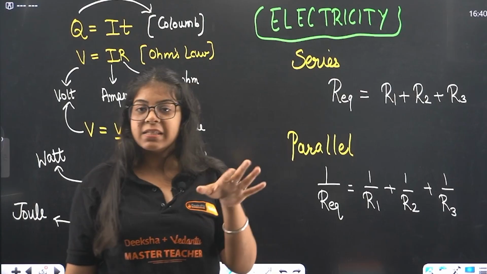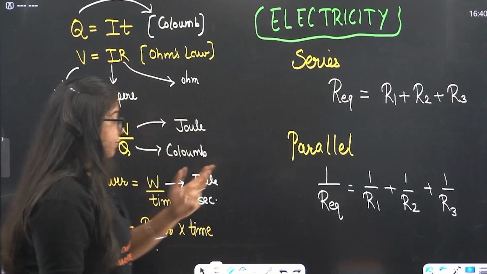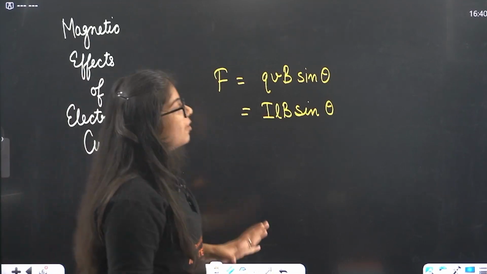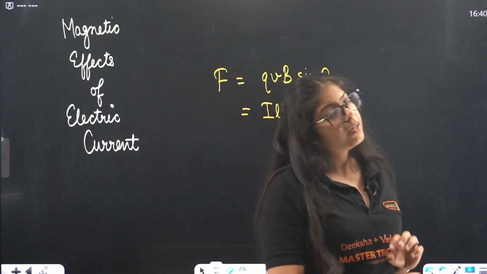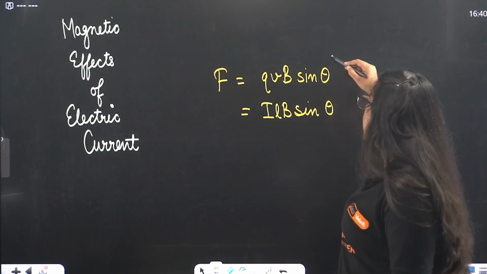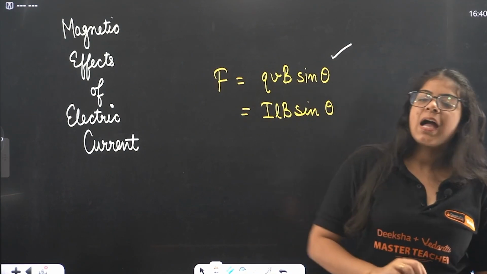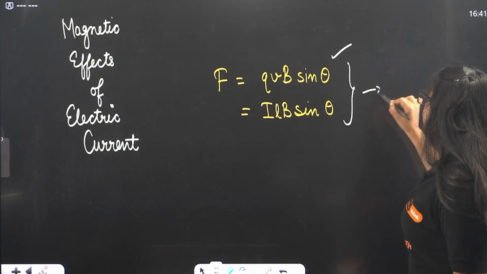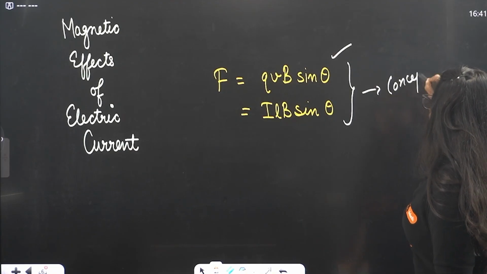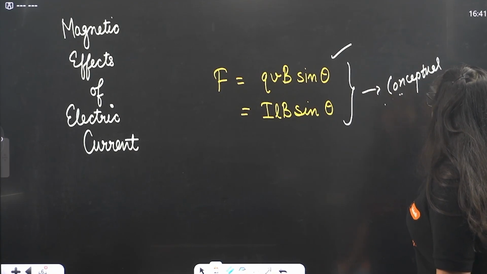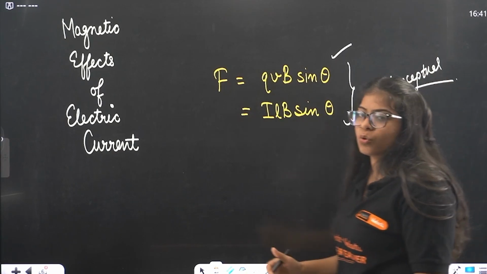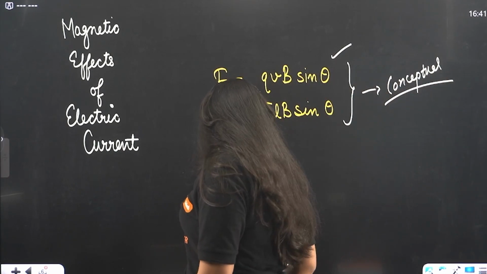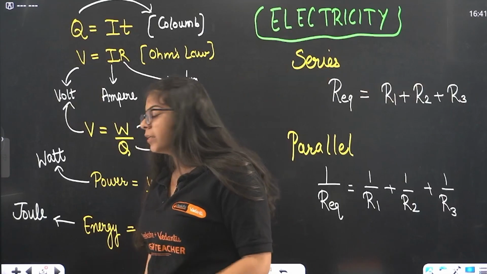Okay, that's it. The last chapter, if you have reached there by now, will be your magnetic effects of electric current. Just two very simple formulas: q v B sine theta, I L B sine theta. Other than that, these are also used for conceptual questions. There will not be many numericals, only conceptual numericals. So these are the most important things, beta.